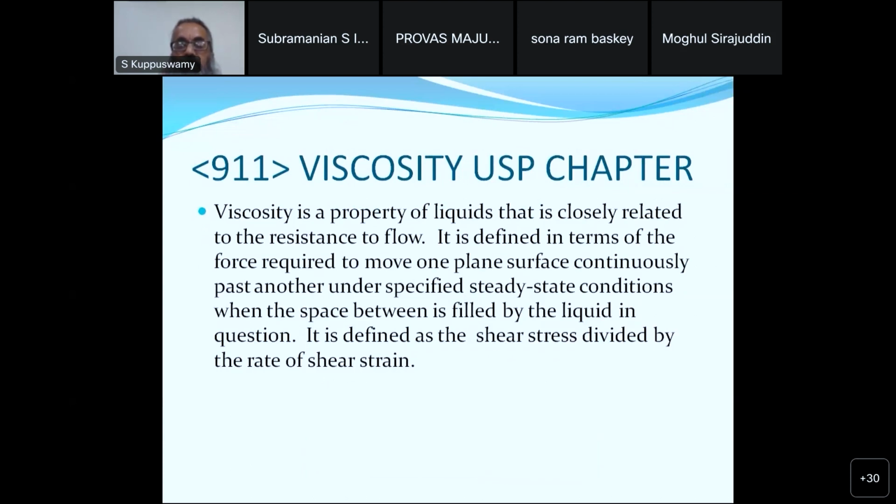And we all know USP chapter, United States Pharmacopoeia chapter 911, also defines viscosity. This is a property of liquids that is closely related to resistance to flow. It is defined in terms of the force required to move one plane surface continuously past another under specified steady state conditions, when the space between is filled by the liquid in question. It is defined as the shear stress divided by the rate of shear strain.